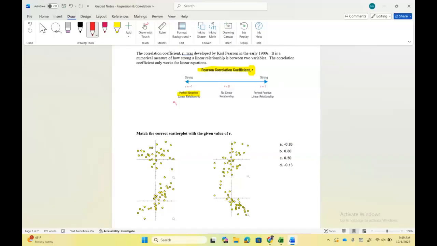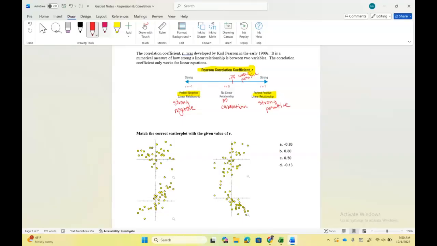And that is a very strong negative relationship. Okay. If R is +1, then that is a very strong positive relationship. Okay, so R just describes how strong or weak it is. If R is 0, then there's no relationship or no correlation at all.